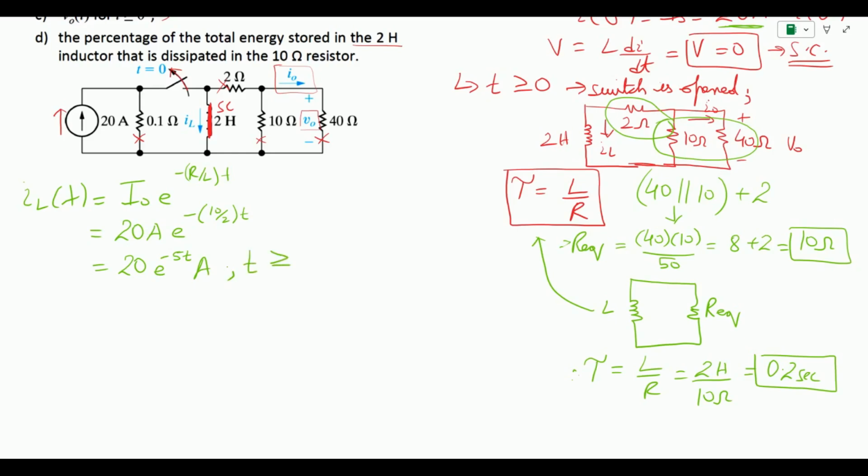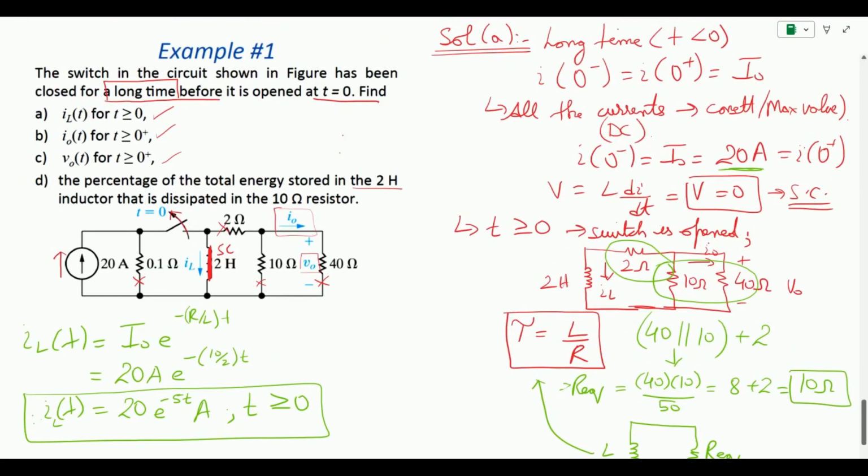It is i of L(t) for t greater than or equal to 0. So this is the current across the inductor that we have figured out. So this concludes the first part. Now let us come to the second part. So the first part is concluded.